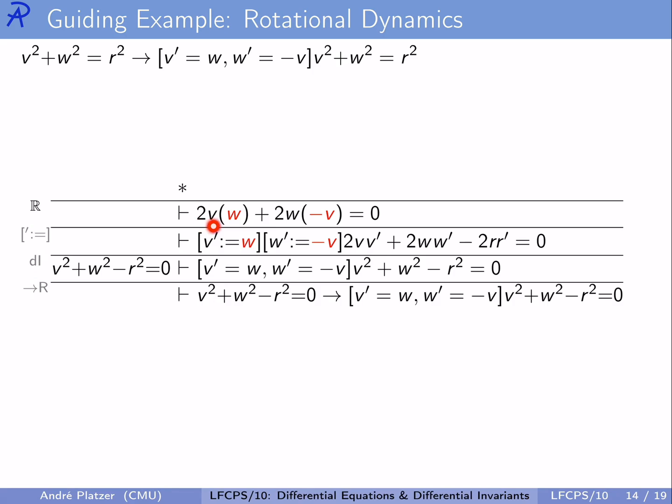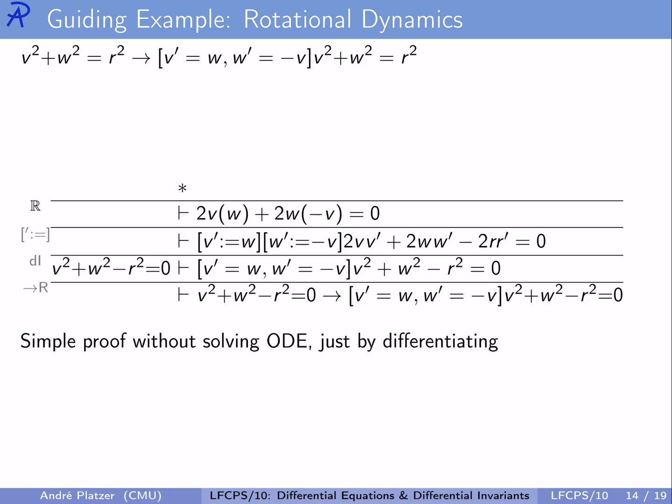And now we have 2vw plus 2w minus v, which overall, of course, cancels, and this gives us a very simple real arithmetic proof, which enabled us to do a proof of this property without ever solving the differential equation, just by differentiating the question. Prime, prime, prime, prime, prime everywhere. And that's super exciting.